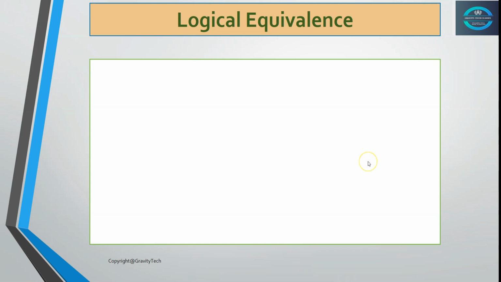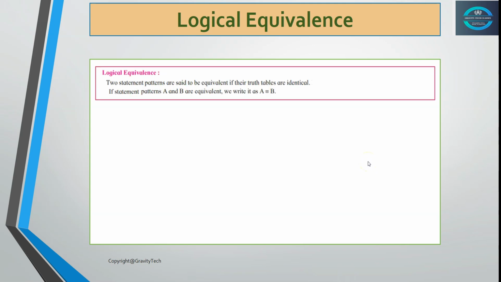Now logical equivalence. What is logical equivalence? Logical equivalence means you may be given two statement patterns, made by combining two or three statements, and they ask whether the two patterns are logically equivalent. How do we do that? Two statement patterns are said to be equivalent if their truth values are identical. If the columns of truth values in the truth table are the same, then those two patterns are logically equivalent, right? We will see examples. If the statement patterns A and B are equivalent, then we write it as A three lines B. This is how it is written if it is equivalent.